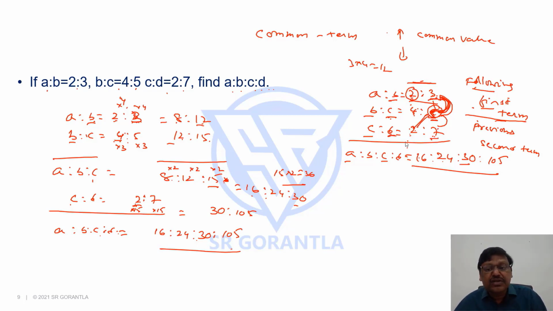D is also easy because there is no ratio to follow. For all previous ratios, multiply second term. 7 into 5, 35 into 3, 105. This is the shortcut, right? Let's take up one more example.